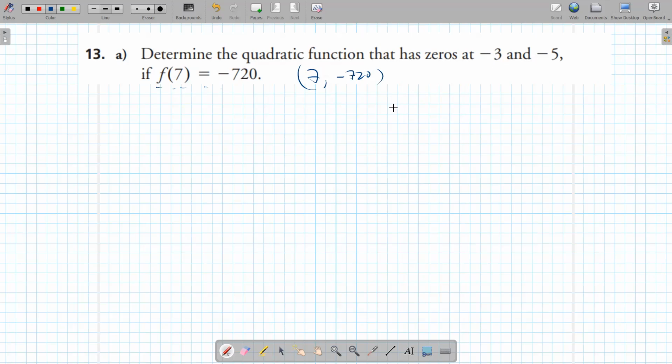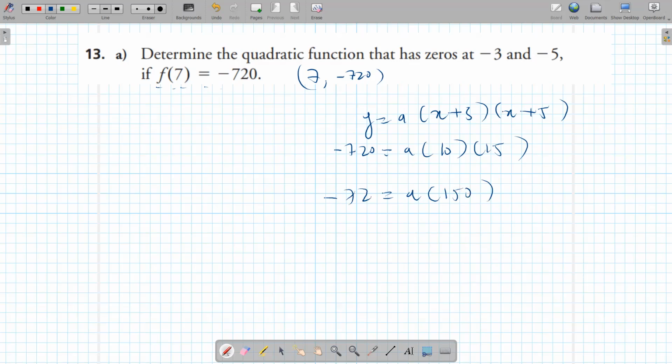Now negative 3 becomes what? y equals a, negative 3 becomes x plus 3, negative 5 becomes x plus 5. When the y value is negative 720, the x value is 7. So 7 plus 3 is 10, 7 plus 5 is 15. There we go, so a times 150 equals negative 720. So what's 720 divided by 150? That is 4.8. So a is negative 4.8. Therefore, the equation is negative 4.8 times x plus 3, x plus 5.